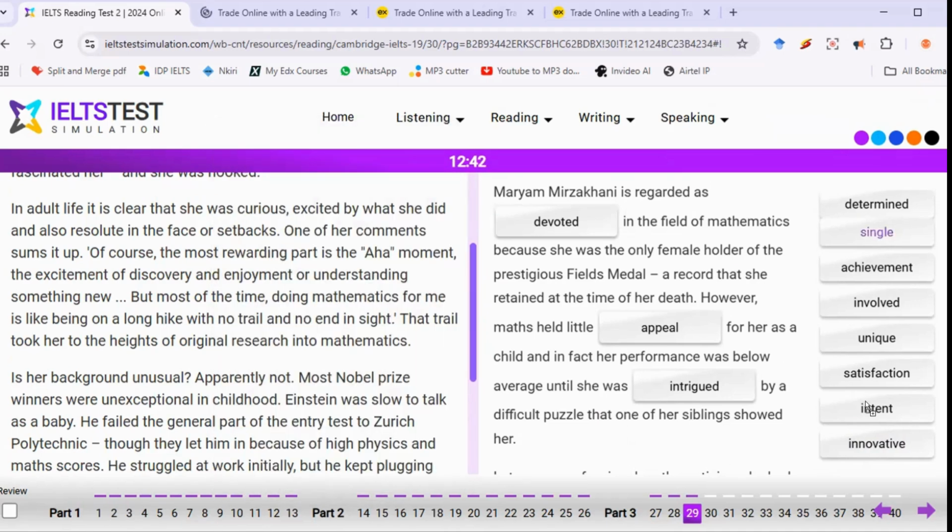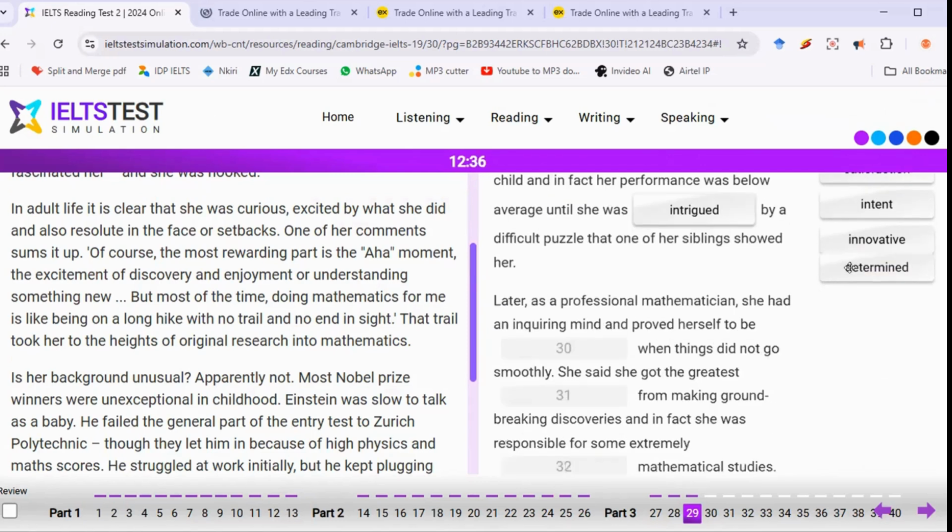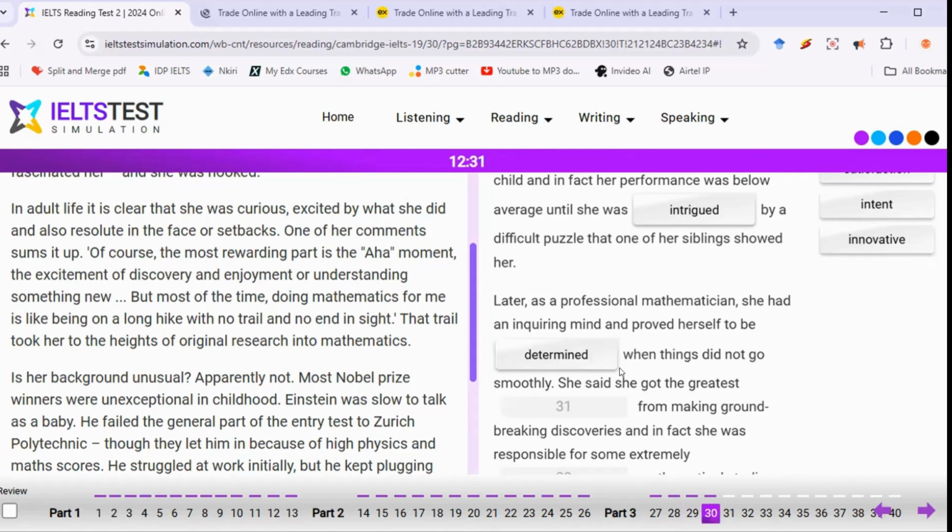This thing is going to be determined, but okay. Proved herself to be determined, yes, when things did not go smoothly. She said she got the greatest dash from making the greatest excitement. That's going to be the word. She got the greatest excitement. One of our comments sums it up: of course, the most rewarding part is the aha moment, the excitement of discovery and enjoyment and understanding something new. So she got her greatest excitement from making groundbreaking discoveries.